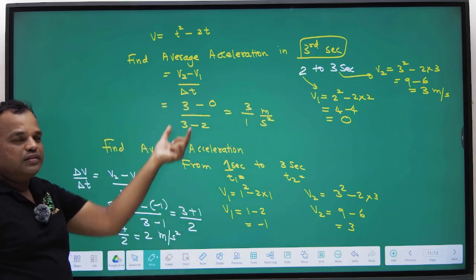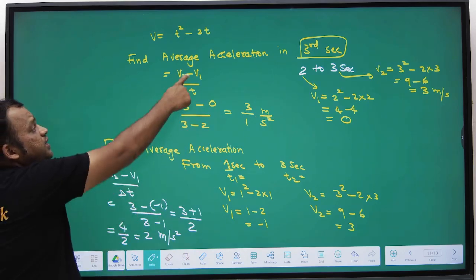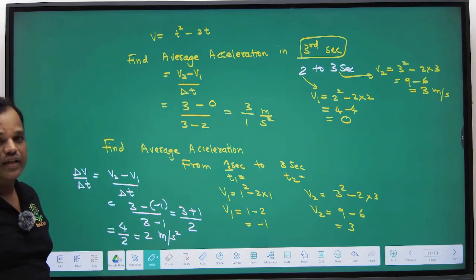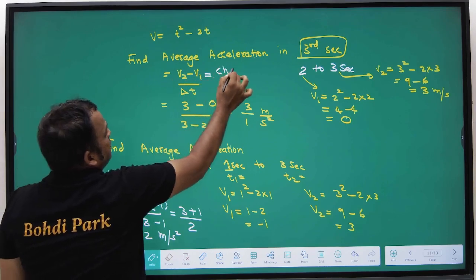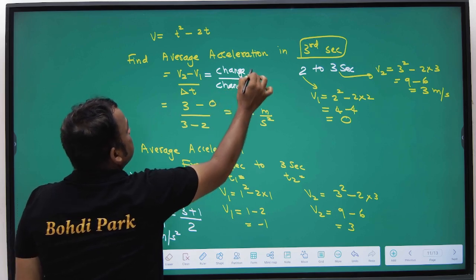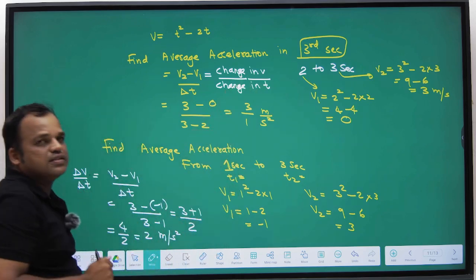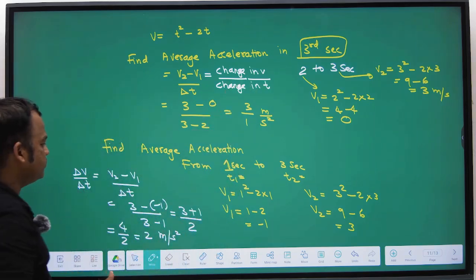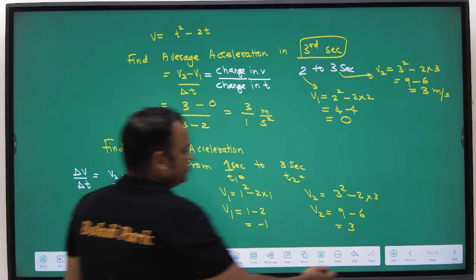So you observe how we are calculating average acceleration. We have to find change in velocity and change in time, then find the ratio. Change by change. Change in what? Change in velocity divided by change in time. That is average acceleration.